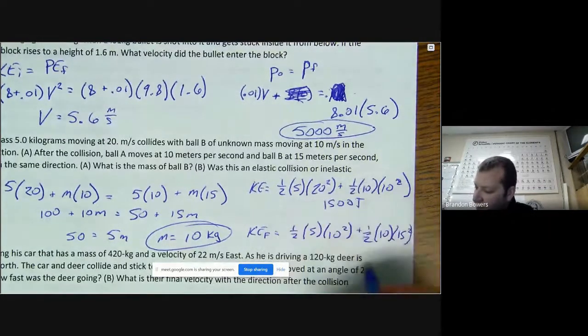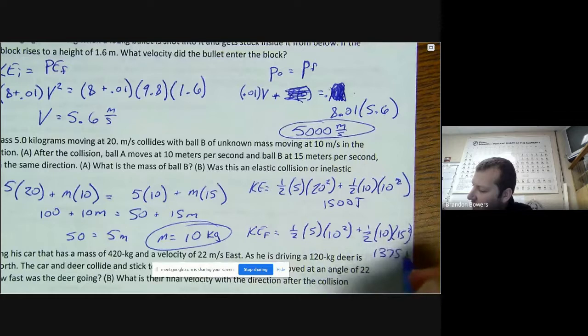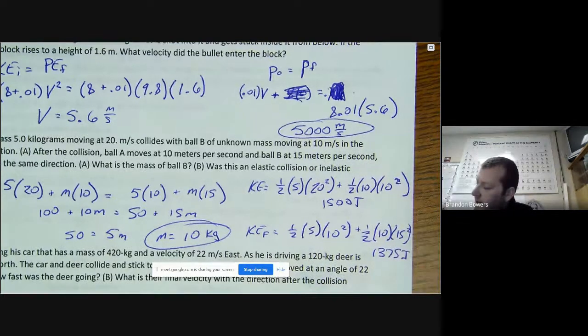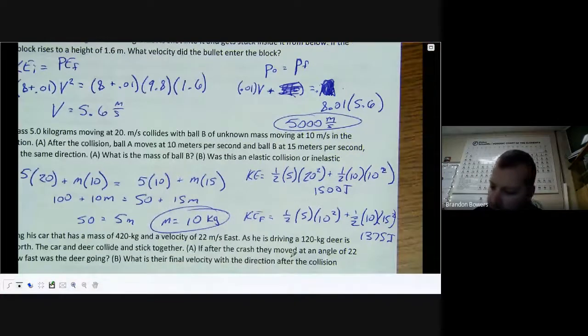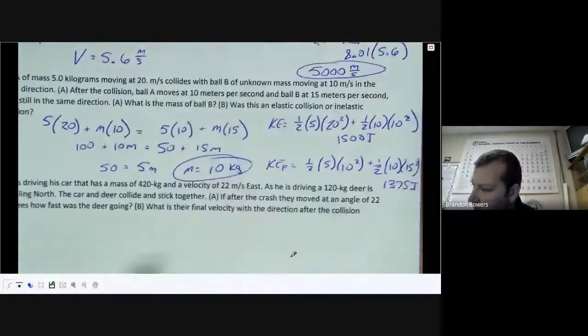Okay, so my kinetic energy initial is actually 1500 joules. My kinetic energy final, I got to be around 1375 joules, which means these kinetic energies are not the same. So that means inelastic collision. That means inelastic collision is your answer. Okay, let's keep moving on. 4.